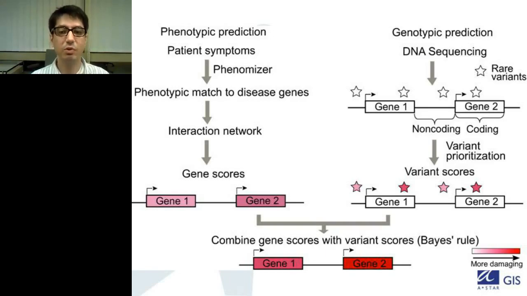So how do we use the phenotypic information? In the first step, we use the patient's symptoms and match them to a list of known disorders using Phenomizer. So basically, we are trying to find the probability of involvement of these genes, which have been implicated for similar disorders.